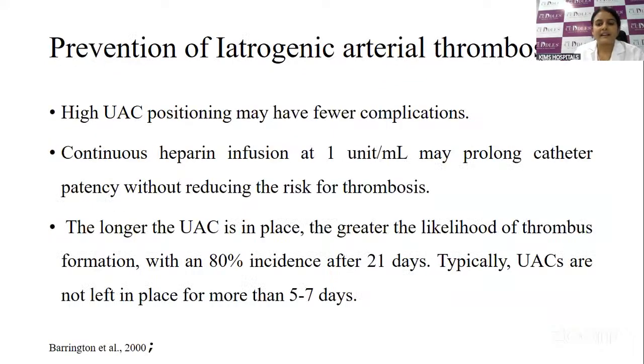Iatrogenic arterial thrombosis can be prevented by using high UVC positioning, which has fewer complications, and by adding continuous heparin infusion at 1 unit per ml to prolong the catheter patency. The longer the UVC is in place, the greater the likelihood of thrombus formation, with 80% incidence after 21 days. Usually UVCs should be removed and should not be kept in place for more than 5 to 7 days.